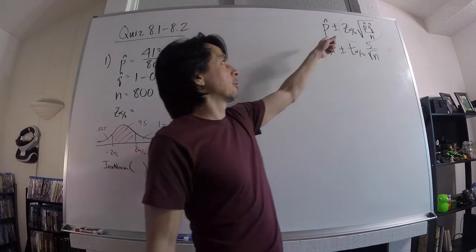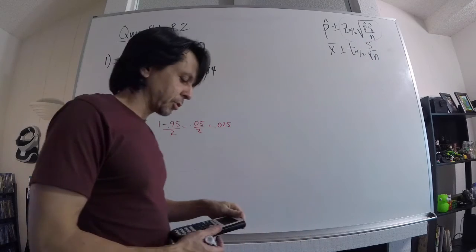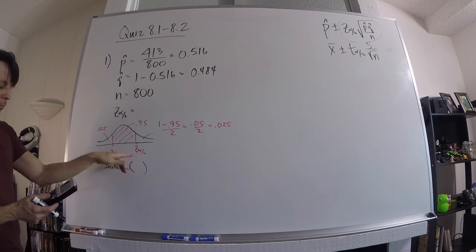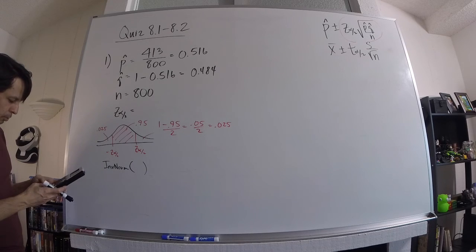It doesn't really matter because we are going to be doing plus or minus anyway, so the sign won't matter. We are going to be doing both signs related to these plus and negative here. So what was I doing? Inverse norm.